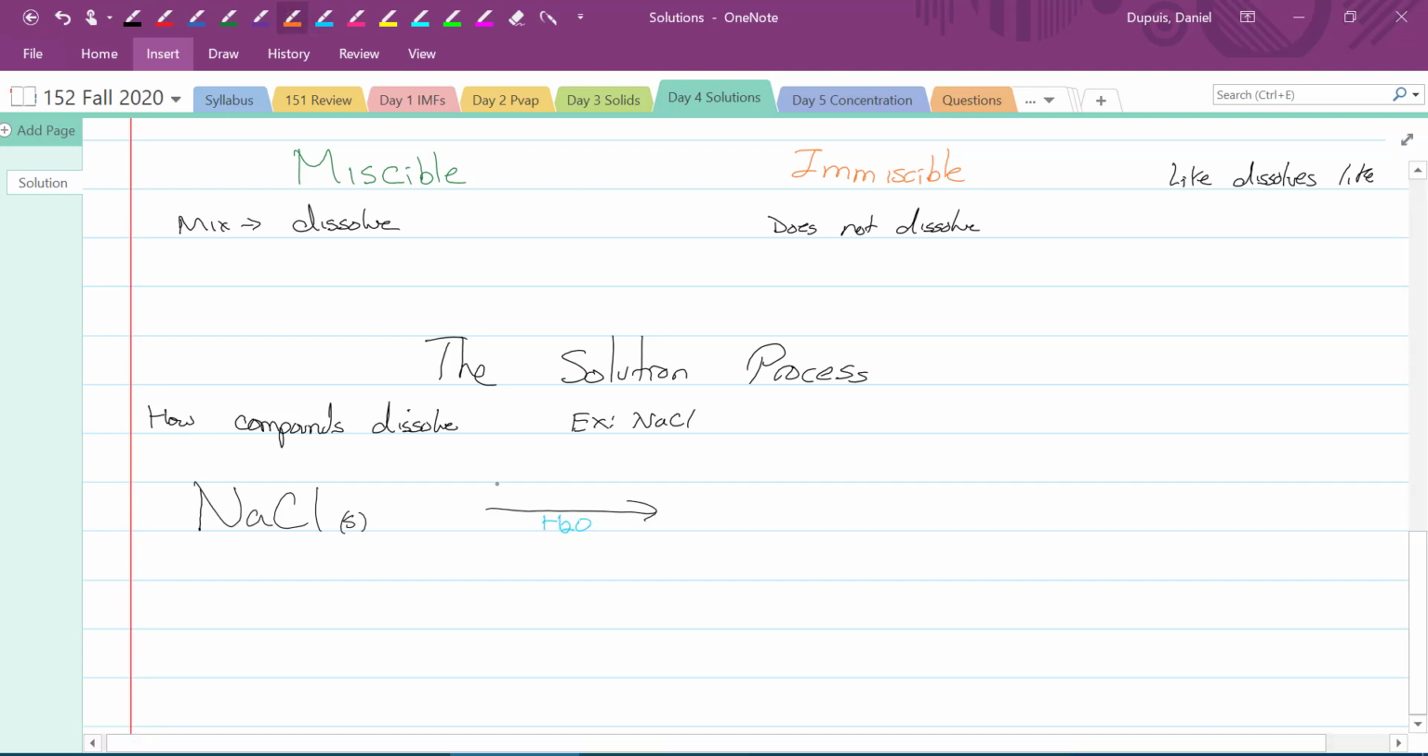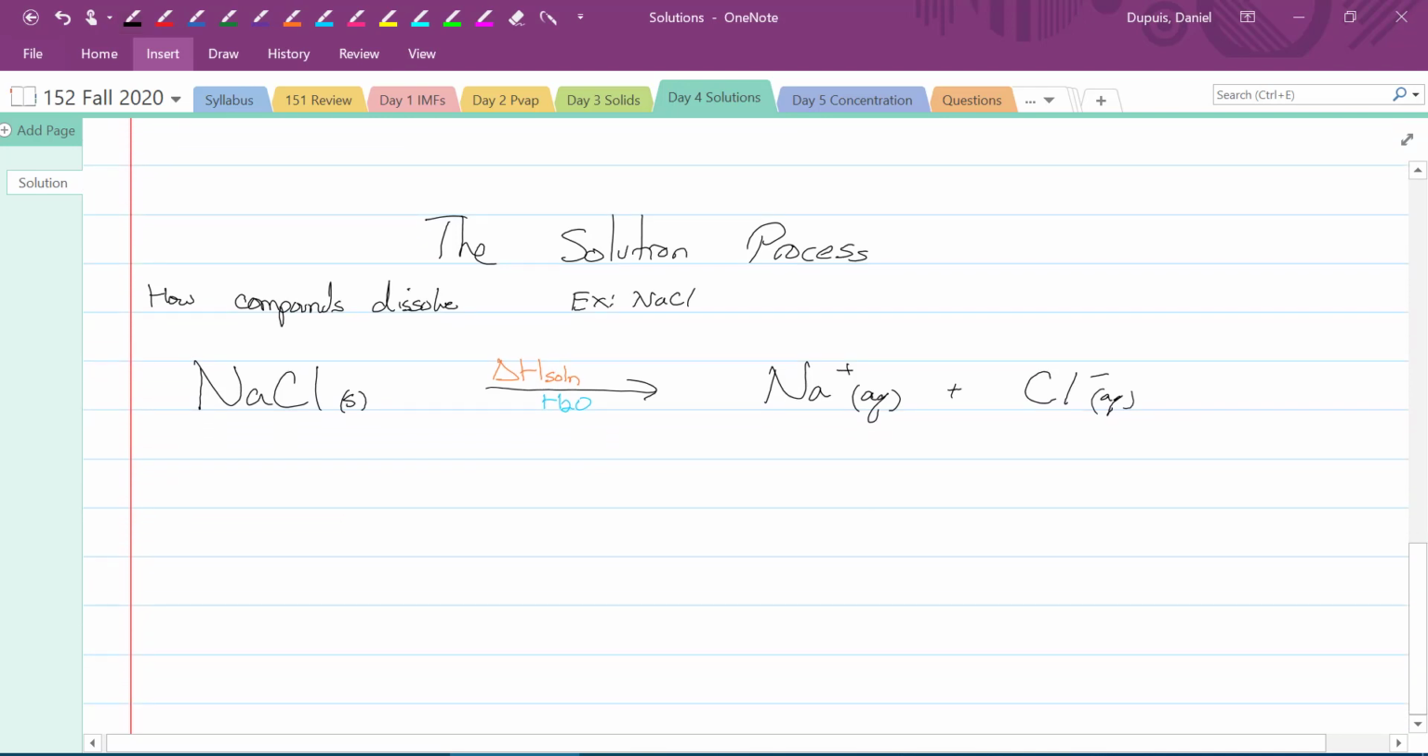And there's something called delta H of solution. Again, what's delta H? Enthalpy, heat transfer at constant pressure. So there's energy transfer here. And we're going to get Na plus aqueous plus Cl minus aqueous. Okay, what's happening? How we calculate it and the steps we use is different than what actually happens. What physically is happening is different from how we're going to calculate it. We have to break up the lattice energy. I don't know if you remember lattice energy.